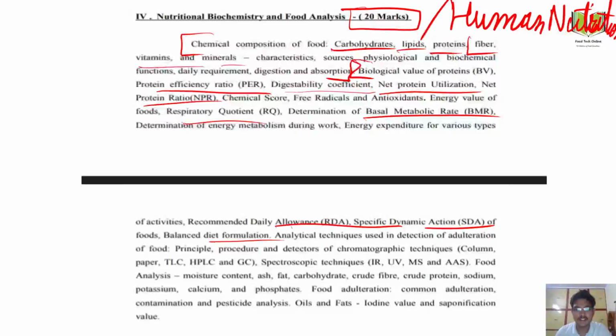Then the next major topic is analytical techniques for detection of adulterant in food. What are the different types of adulterant? Both chemical procedures and chromatographic techniques, spectroscopic techniques which include IR, UV, MS and AAS. See, here you have to again give emphasis to the names mentioned in the syllabus. Like in spectroscopic techniques, you have to only discuss IR, UV, MS and AAS, and chromatographic techniques, column, paper, TLC, HPLC and GC are the major chromatographic techniques you have to study.